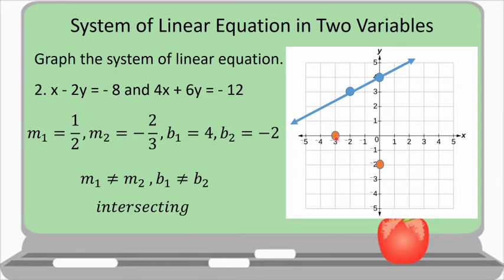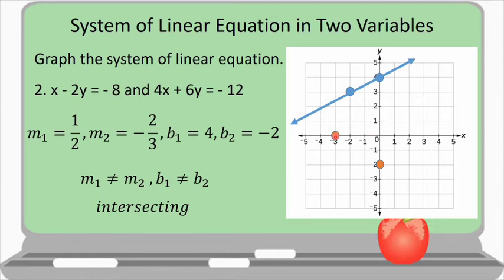So why is it here? We go upward, positive 2: 1, 2. So positive 2 over, 1, 2, 3, negative 3, because it is to the left. So positive 2 over negative 3 is negative 2/3.